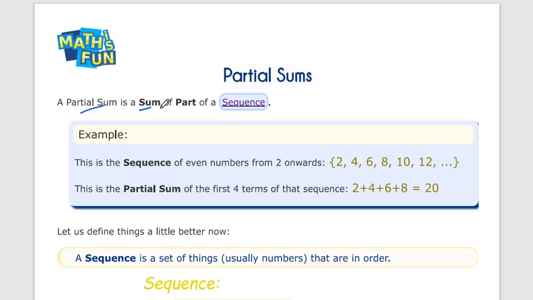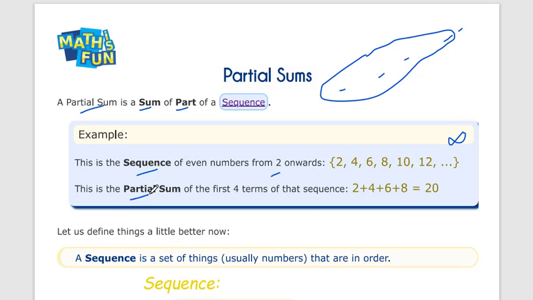A partial sum is a sum of part of the sequence, not the summation of the whole sequence. Here you can see this is a sequence of even numbers. It is infinite, but a partial sum is, for example, when we take the first 4 terms, or the first 5 terms, countable terms, which is called a partial sum. So if we want the first 4 terms of the sequence and add them, it will become 20.